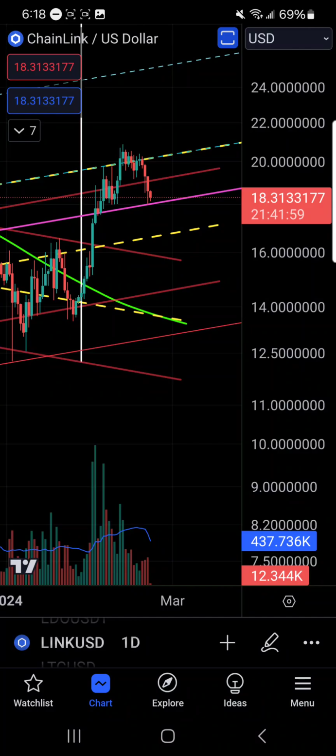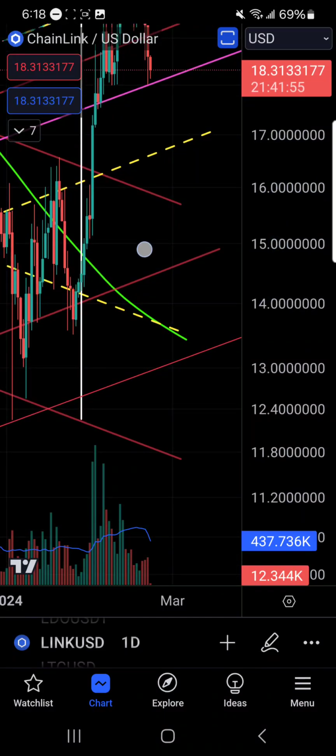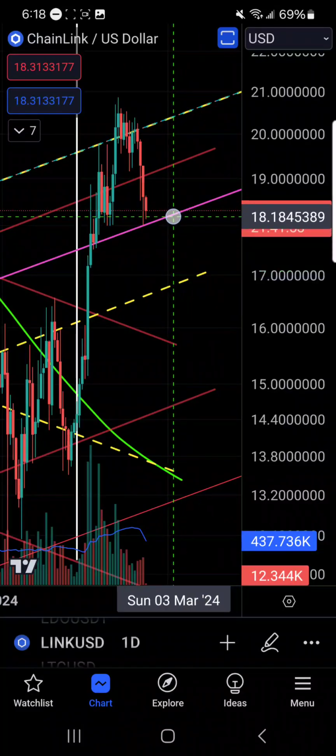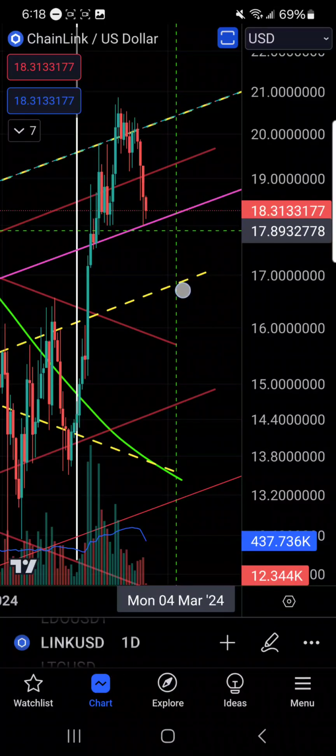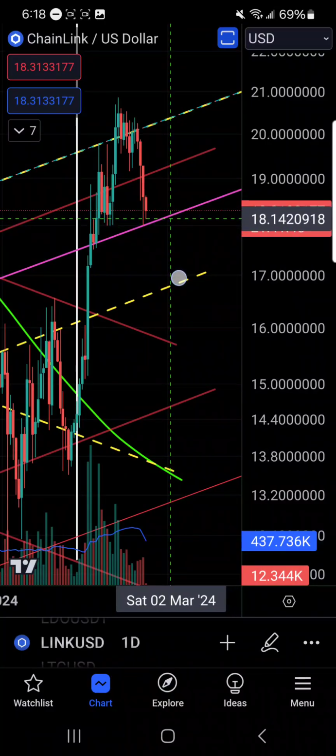So, looking to bounce here. That is at around 1804. Around 18 bucks, let's say. Around 18 bucks.